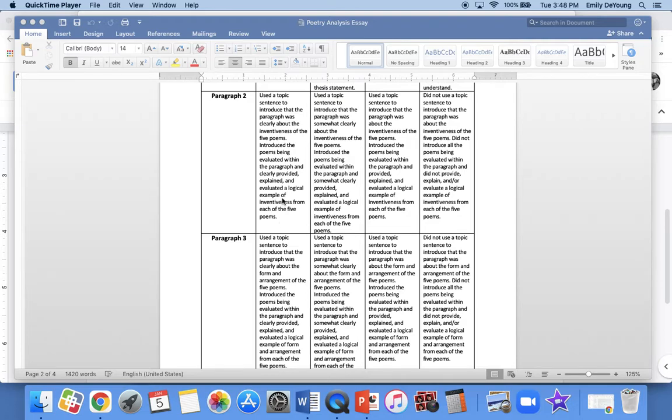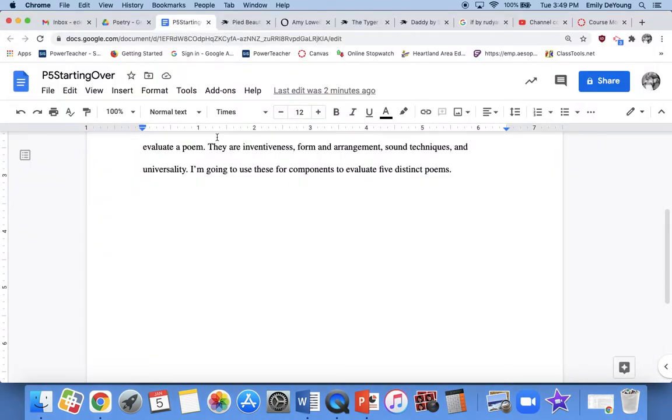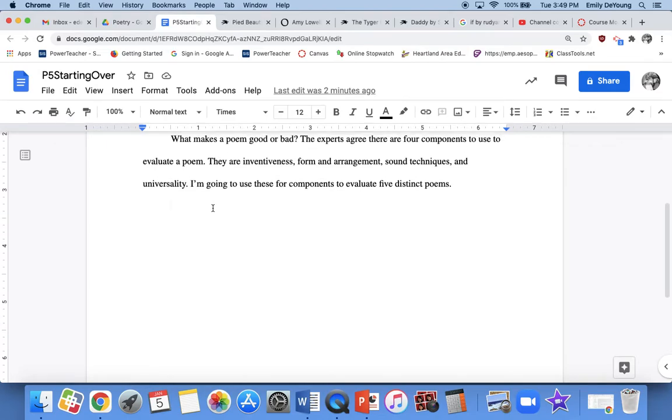So that means my goal is to have an example from each of the 5. I'm going to explain it and I'm going to evaluate it. And if you don't remember, evaluate means like tell whether it's good or bad. So going back to my paper, I've already hit enter and tabbed in my second paragraph. I have 5 poems ready to go through.